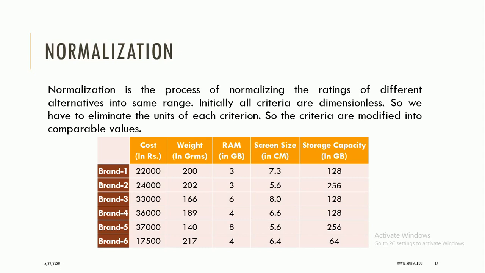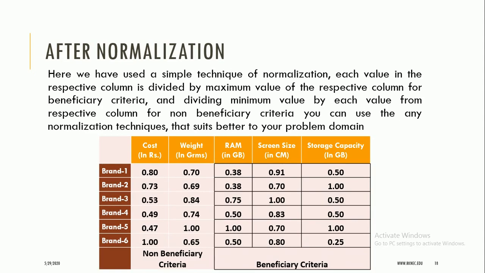When we apply a normalization technique, if we continue with the same example, a simple normalization technique is being applied. Now look, cost and weight are the non-beneficiary criteria which we have discussed earlier. Then RAM, screen size and storage capacity are the beneficiary criteria. For beneficiary criteria a higher value gives the benefit, and for non-beneficiary a lower value gives the benefit. So what we have done is the linear technique of normalization, the simplest normalization.